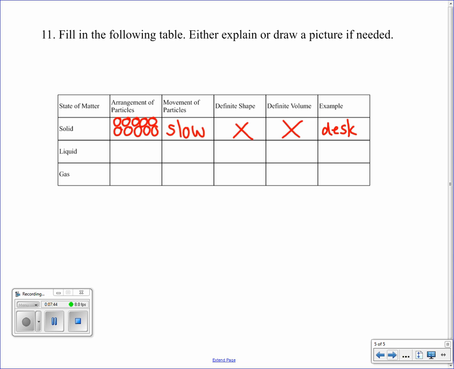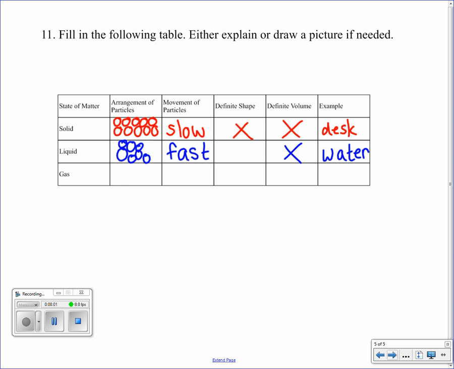All right, a liquid, the particles are still touching each other, but they are not in an orderly pattern. Movement of particles is fast. They do not have a definite shape, but they do have a definite volume. You know, water is the easiest example for this.